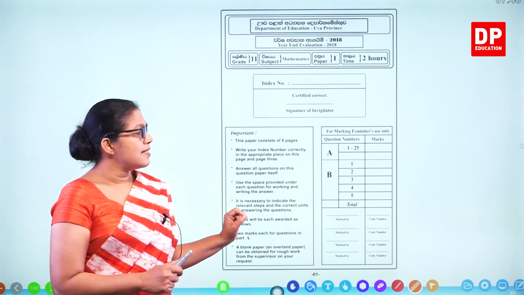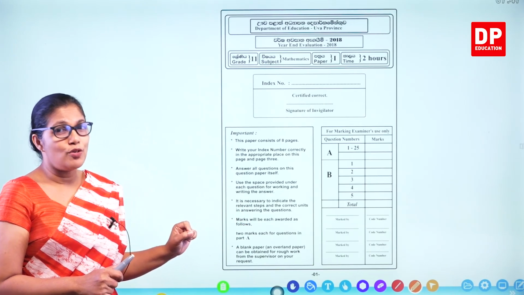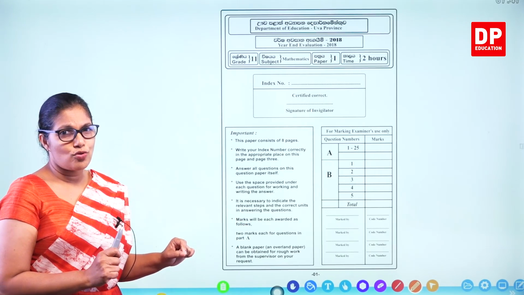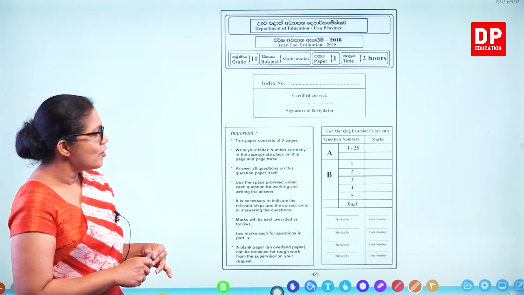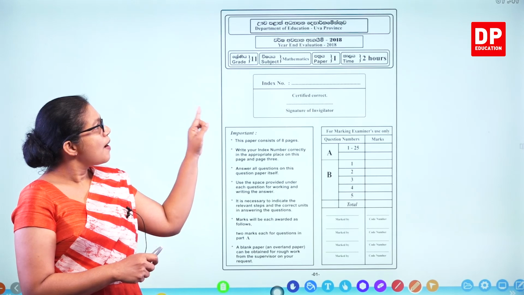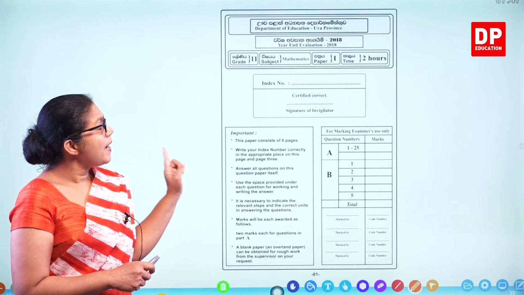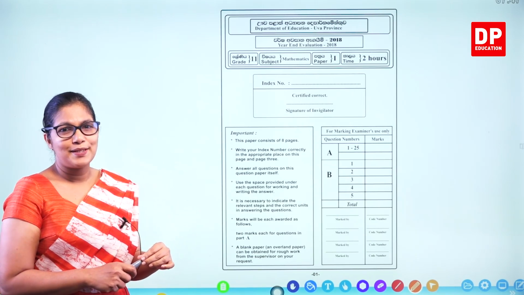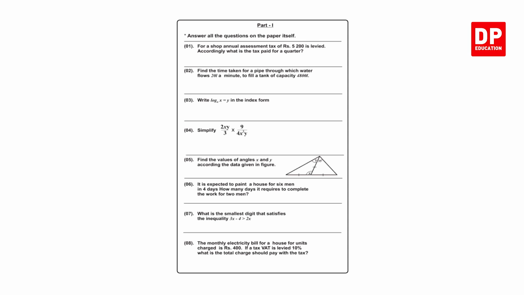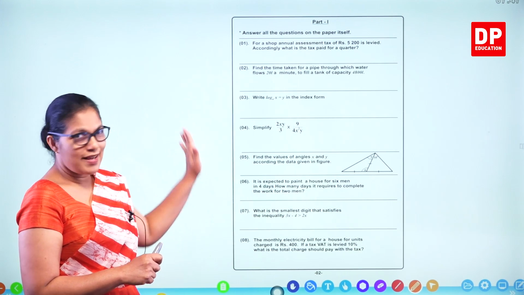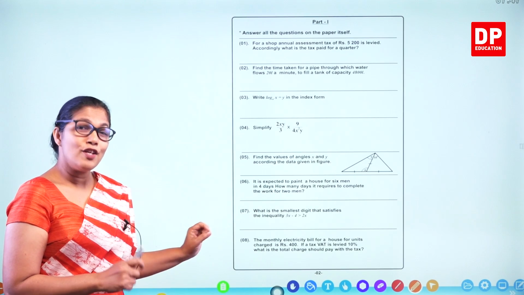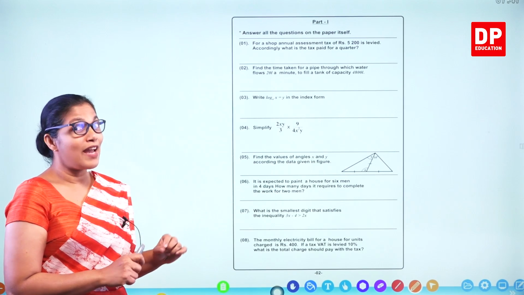And answers in the space provided. You can't write here and there. So you have to write all the answers in the space given. So we'll start. So this is 2018 paper 1 Uva province. So this is part 1. Here you get 8 questions in the first page. So before you look at the video, you have to try these questions. And then to check your answer, you can look at my video.